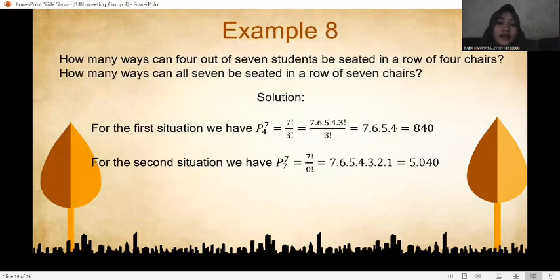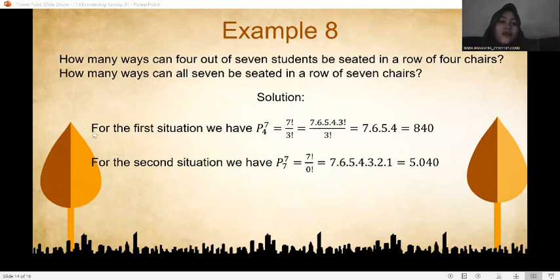Next is example 8. The question is, how many ways can 4 out of 7 students be seated in a row of 4 chairs? How many ways can all 7 be seated in a row of 7 chairs?